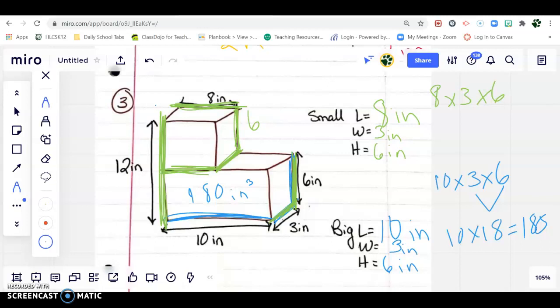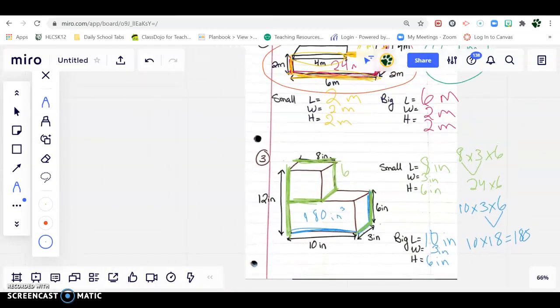Well, let's do 8 times 3 is going to get me 24 times 6. I don't know what 24 times 6 is off the top of my head. So I'm going to come over here and do that turtle head method. 24 times 6. Okay. 6 times 4 is 24. So 4 carry the 2. 6 times 2 is 12. 12 plus 2 is going to get me 14, not 18. So this volume of my small box is 144 inches cubed.